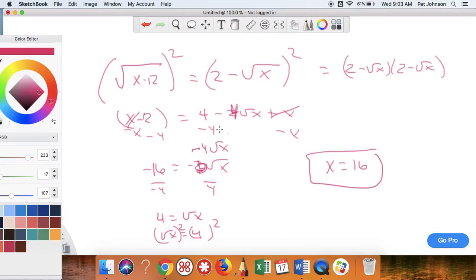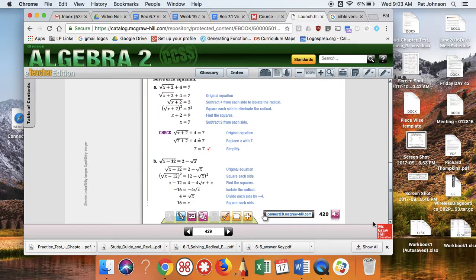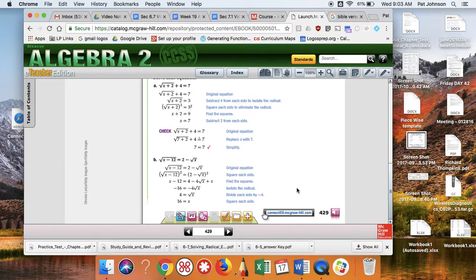Now I need to check it to make sure I don't have an extraneous solution. So I take the square root of 16 minus 12. Does it equal 2 minus the square root of 16? The square root of 16 is 4. 2 minus 4 is negative 2. Let's see, I'm doing some bad math here.